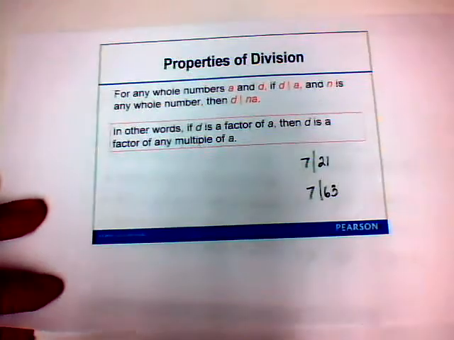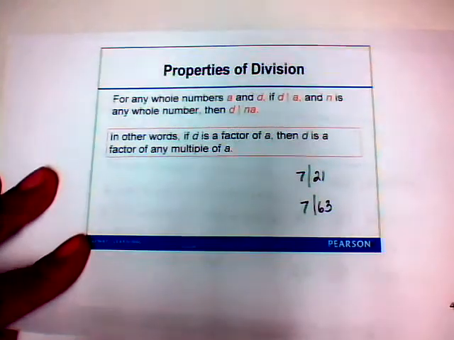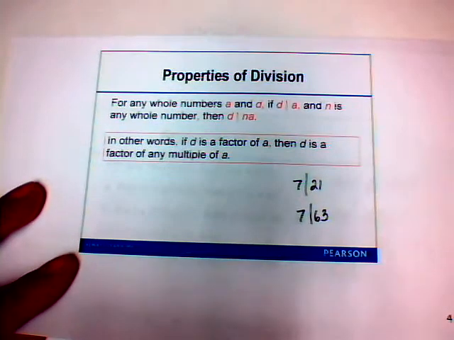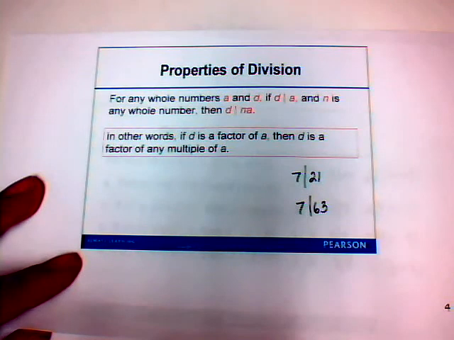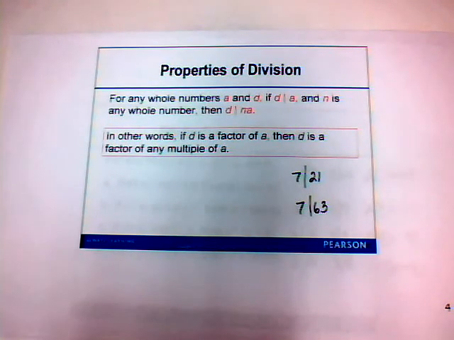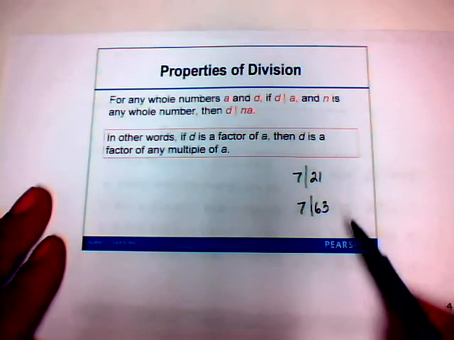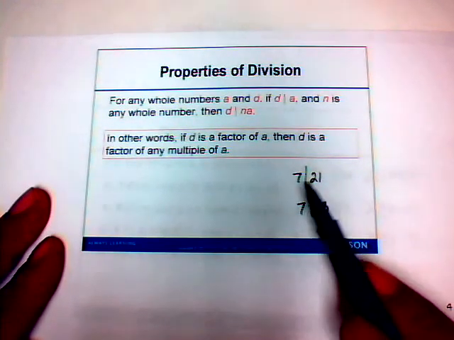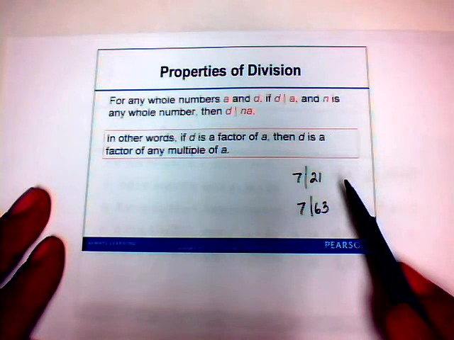Let's look at some properties for division. For any whole numbers a and d, if d divides a and n is any whole number, then d divides n times a. In other words, if d is a factor of a, then d is a factor of any multiple of a. Like what I have here: 7 divides 21, because 7 goes into 21 3 times.